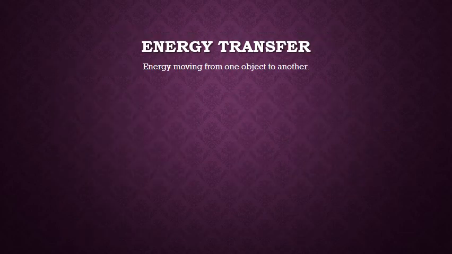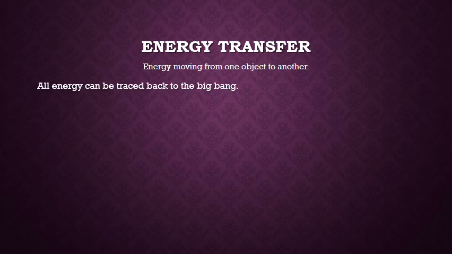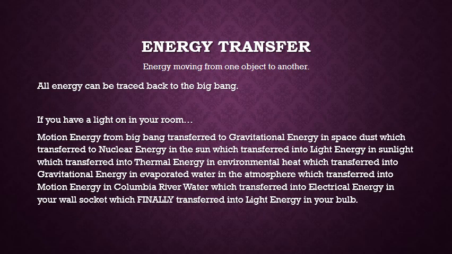So energy transfer is another way that energy can move around in a system. Energy transfer is when energy is moving from one object to another object. So all energy can be traced back to the Big Bang. So if you have a light on in your room, for example, we can trace that energy that's coming out of your light all the way back to the Big Bang.